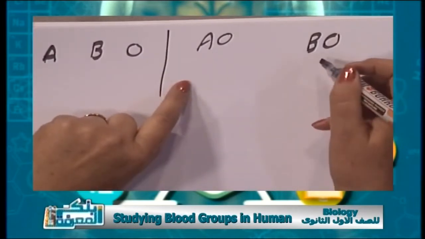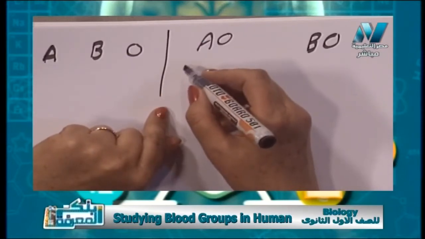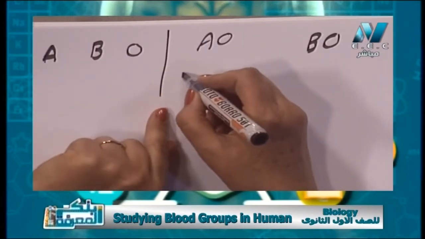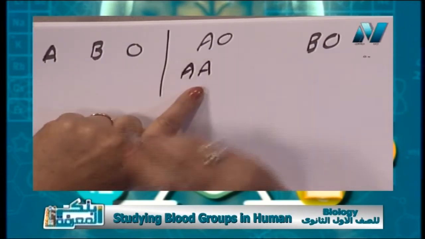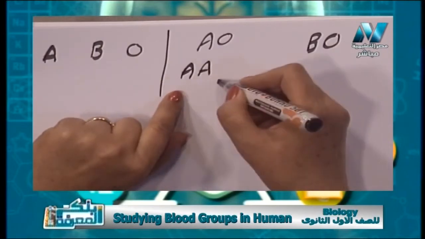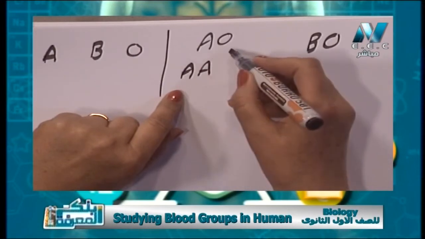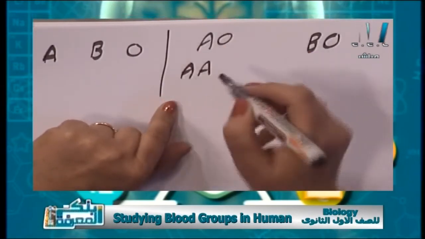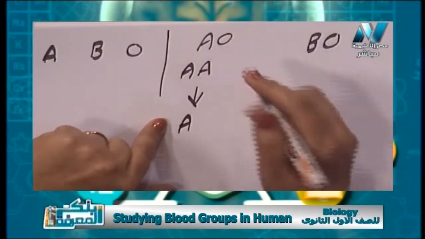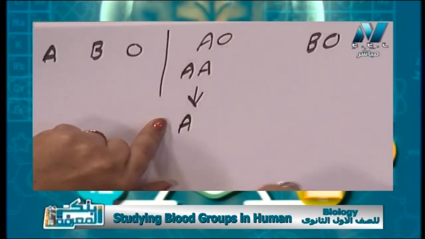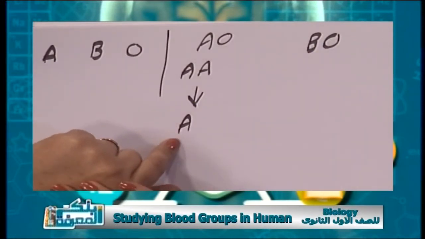Two genes of the 3 genes. So the person who has blood group A has genotype AA or AO. When it is AA, he is pure, and when it is AO, it is hybrid, but both have the symbol A. So the person has 2 genotypes, and he is group A.